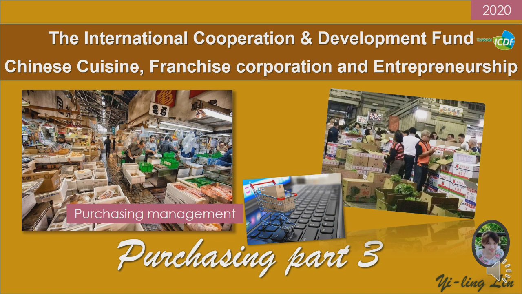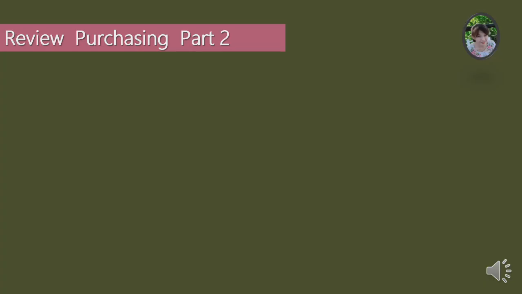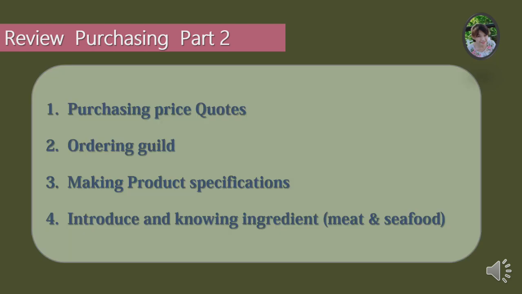Shall we quickly review part 2? There are 4 key points for reviewing purchasing part 2. The first one is purchasing price quotes. No matter whether your supplier is a vendor or market sales, even a farmer or fisher, they will give you a quote, which is a list of the raw ingredients' prices. But do remember this golden rule: huge amounts get a lower price, and smaller amounts get a higher price.